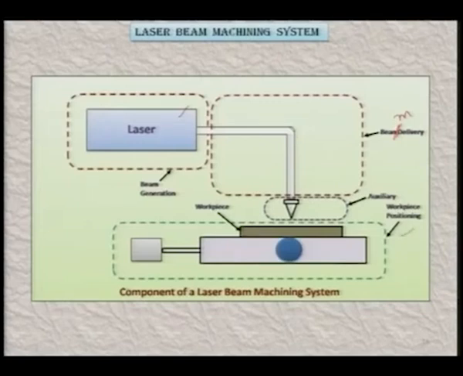Then there is a workpiece positioning system, and for that purpose you may have stepper motors or servo motors, and here is the workpiece which will move left and right. Either the workpiece will move left and right or up and down, or you can move the laser itself for scanning purposes on the whole surface of the workpiece.